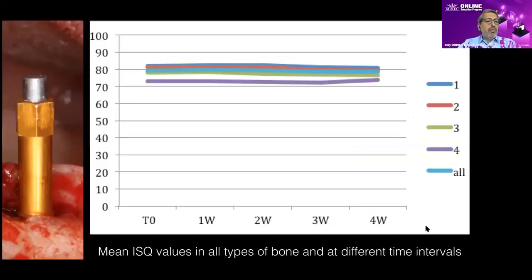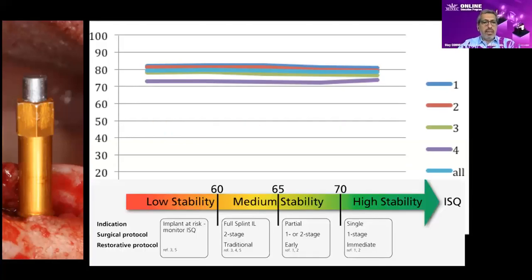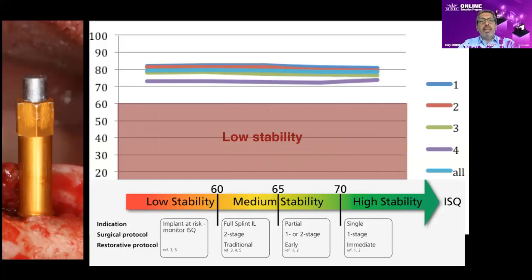What about ISQ values? These are the values on type 1, type 2, type 3, type 4, and all bone. And what do these values mean, actually? For you, it's only numbers, but if you compare it to scientific evidence, you see that there is a threshold that was described in the literature also. And this says that any implant that is lower than 60 in ISQ is considered an implant in the low stability zone. And this is an implant that is not a candidate for early or immediate loading protocol. This is an implant that is at risk, and we should wait for 3, 4, 6 months before loading it.